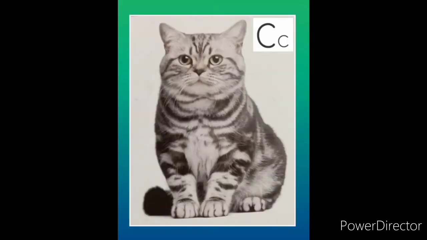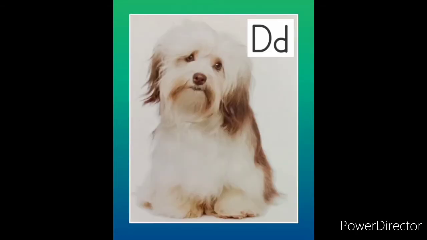C. Capital C, small c, Mama C, baby C. C for cat. What comes after C? D. Capital D, small d, Mama D, baby D. D for dog. What comes after D?